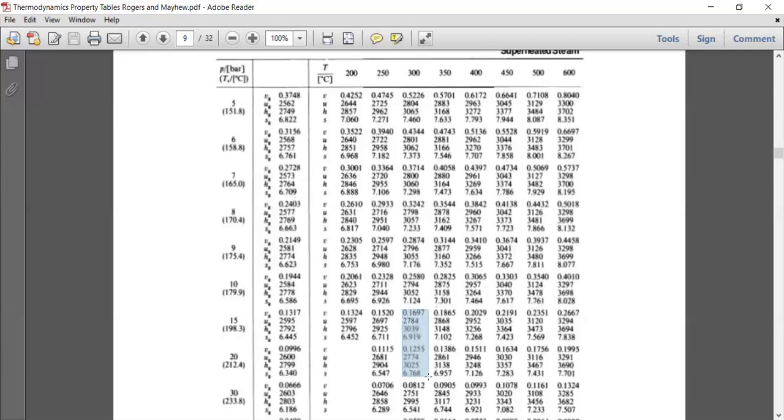So get this set of values and do the interpolation. At 15 you have values. What is this? The V value is here, the U value is here.